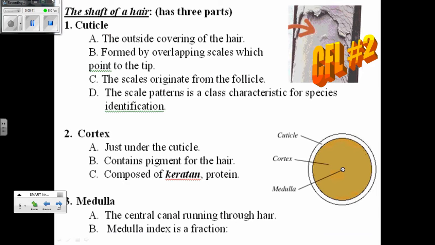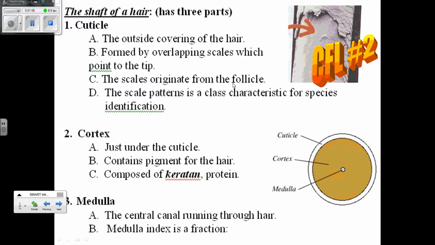All right, we talked about the fact that your hair has 3 layers. You have the cuticle, which is the outer covering of the hair. You're going back to the pencil analogy, it's the paint that they put onto the pencil. This is formed by overlapping scales, which point towards the tip. And you can see this particular example in the picture. Is this a healthy hair or is this a damaged hair? Pretty heavily damaged because the cuticle's flaking off pretty bad.